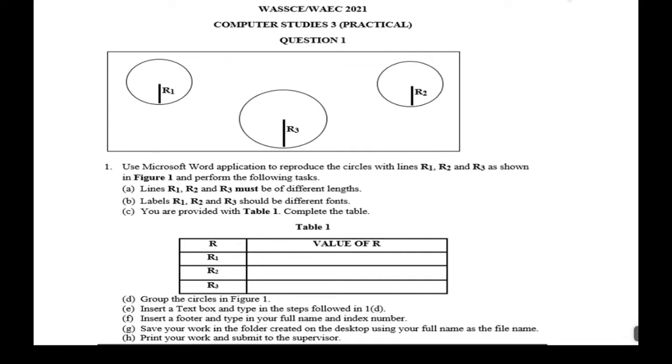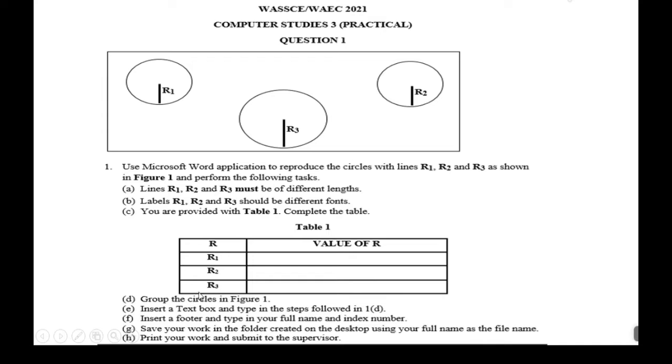A. Lines R1, R2, and R3 must be of different lengths. B. Labels R1, 2, and 3 should be in different fonts. Then you are provided with table 1. Complete the table. The table is asking for the value of R1, R2, R3. That's the value of the lines R1, 2, and 3 which you have entered.